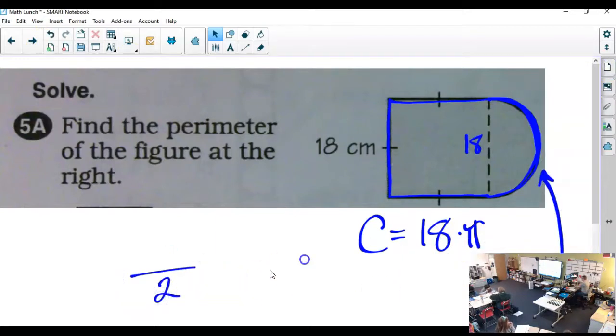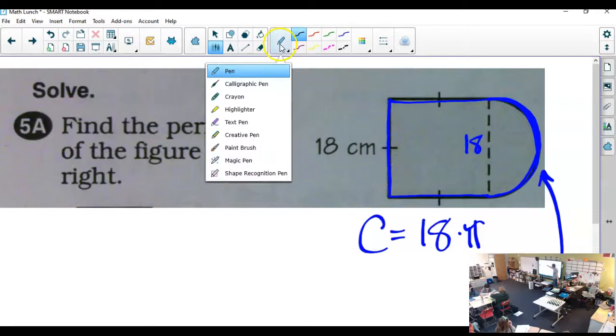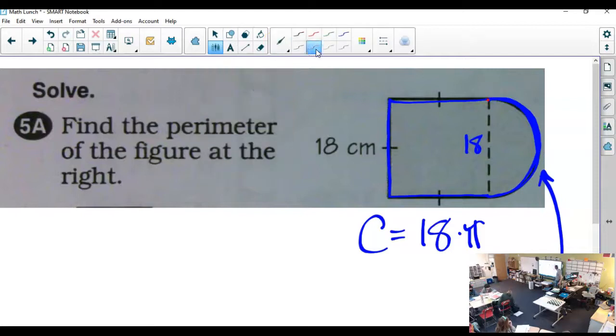So, when we approach this problem, we look at that half circle and we say, okay, if I treat it like it's a whole circle, I can do that math and then I can cut it in half. So I know I've got 18, 18, and 18. But from this point to this point is half of a circle. So treat it like it's a whole circle and then divide by 2.